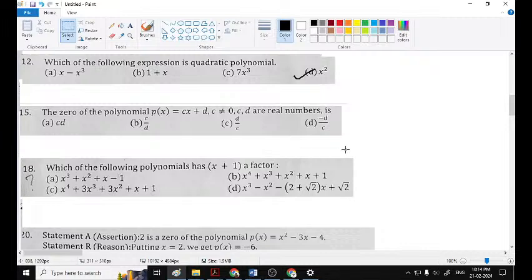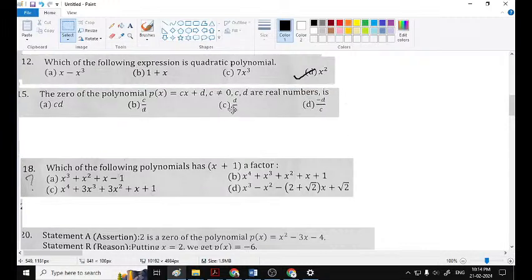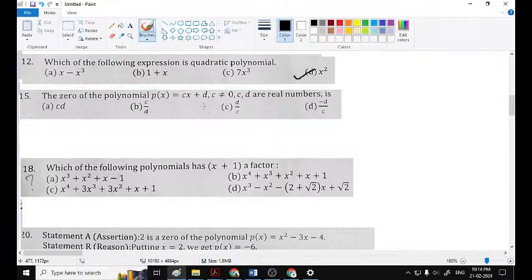The zero of the polynomial P of x is equal to Cx plus D. To find the zero of a polynomial, equate that polynomial to 0 and solve the expression for x. This is our polynomial. To get the zero, write the polynomial is equal to 0. Now we will transpose this D. It will get subtracted, that is opposite of addition.